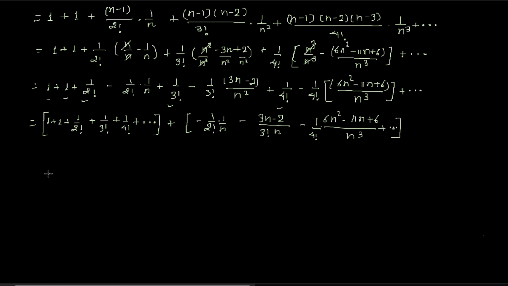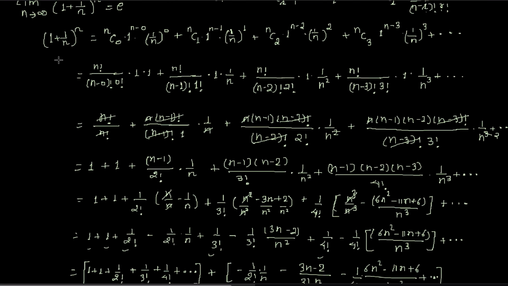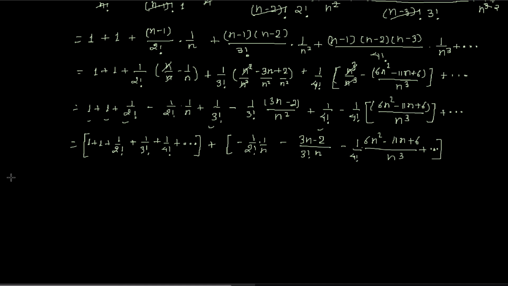Now applying the limit on both sides, we have 1 plus 1 over n power n here. Now applying limit n tends to infinity, the limit does not affect the number terms, because we don't have n in this part, so we can write all these numbers in separate form: 1 plus 1 plus 1 over 2 factorial plus 1 over 3 factorial plus 1 over 4 factorial plus dot dot dot.